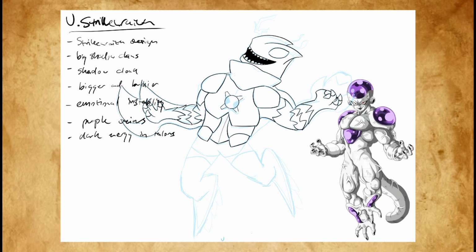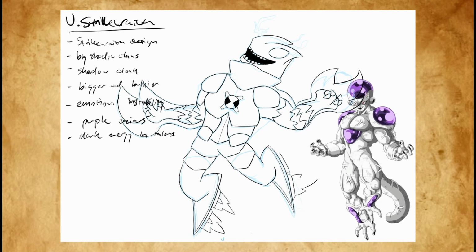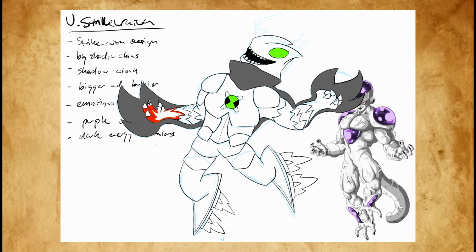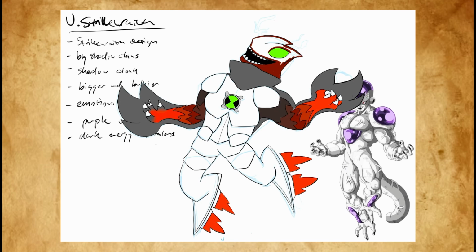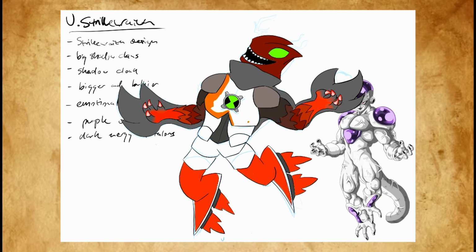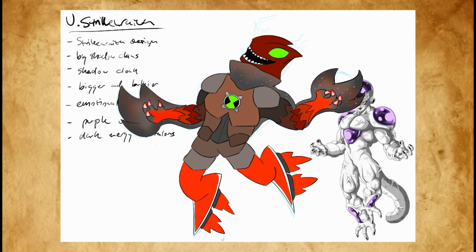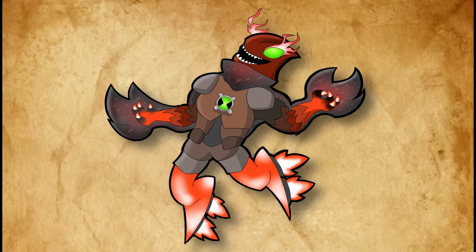I gave him a lot of similar aspects to regular Strike Wraith, but I gave him more of like a raptor look, especially with his head, and I put some rocket boosters on his feet just because I thought it looked cool. I also changed his color scheme from purple and pink to red because I thought that leaned into the more maniacal aspect of him, and this is the final design for Ultimate Strike Wraith.